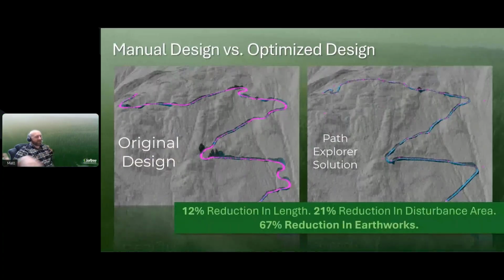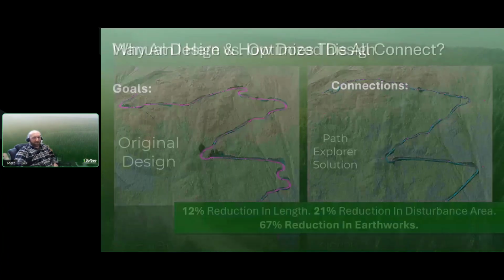And if we do that side-by-side comparison and just look at it visually, the difference is pretty obvious. If we want to apply some metrics to it though, we've reduced the road length by 12%. We've reduced the disturbance area by 21%, and we've reduced the earthworks by a massive 67%. So quite a bit better.